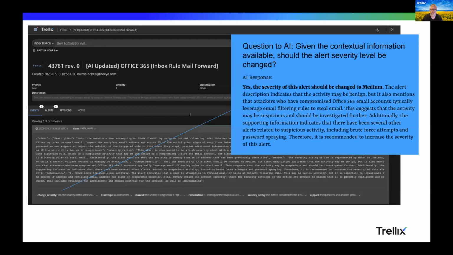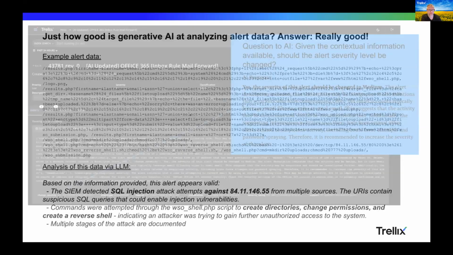So here's an example of something coming from Office where the alert was escalated because it noticed that all the other events attached to it actually amounted to a password spray attack that was successful. And so the LLM recommended increasing the severity of this alert. So it created a case, attached all the evidence to it, and then set the rating to be high so that it gets noticed. And this is how good it is.